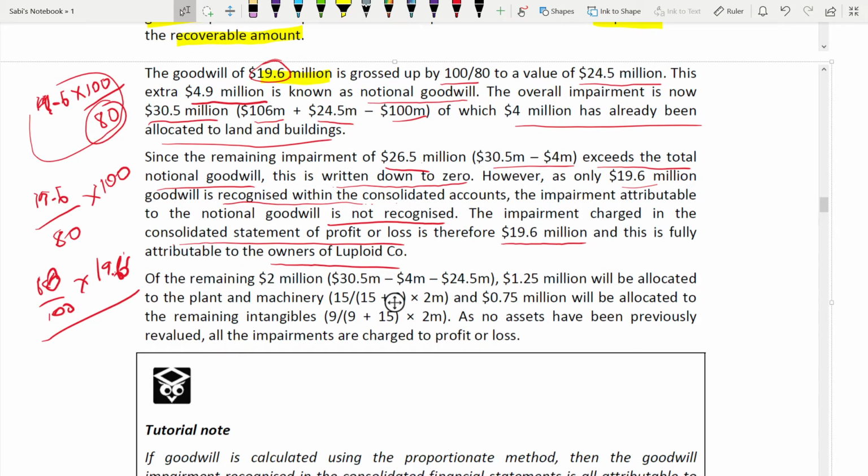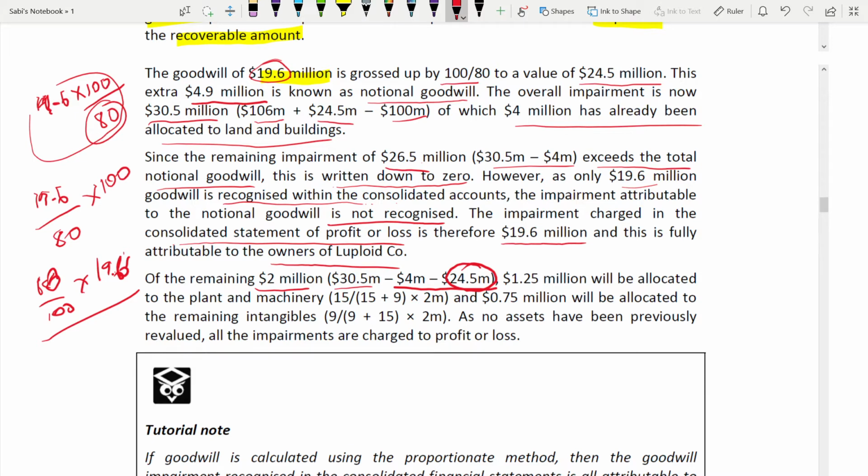Here also the calculation is the same because the remaining is 2 million. How is the remaining 2 million? Here they have shown you. 30.5, your new net current assets, minus 4 which has been allocated to land and buildings, minus 24.5. Here you are not taking 19.6, by the way. Here you are taking 24.5, the grossed up figure.